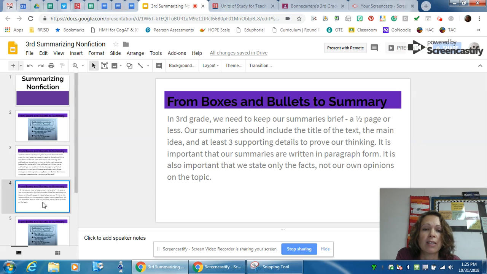It's important that our summaries are written in paragraph form, so we indent them, and they are complete sentences. And it's also important that we state only the facts, not our own opinions about the topic.